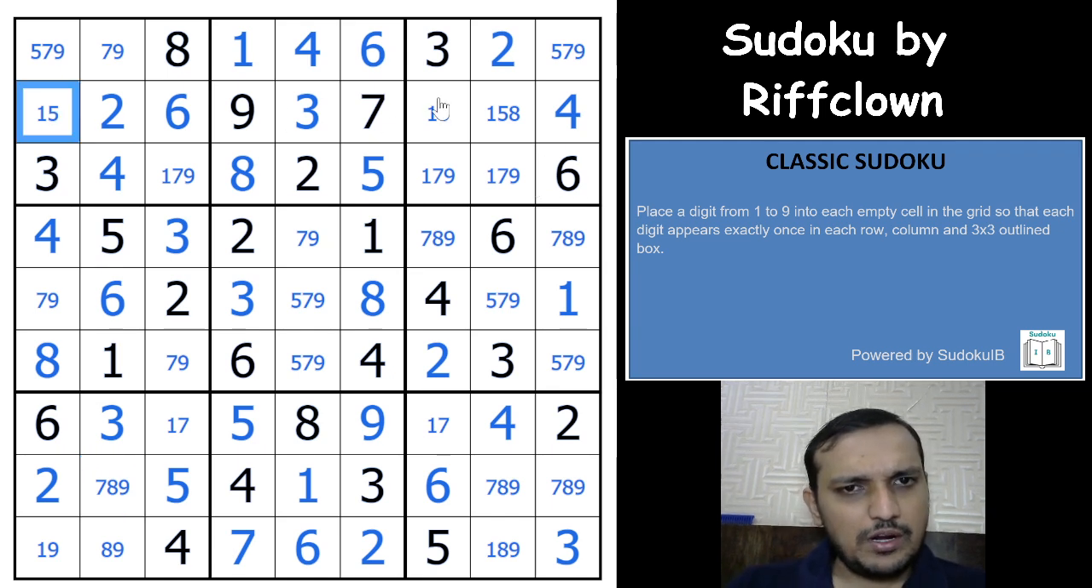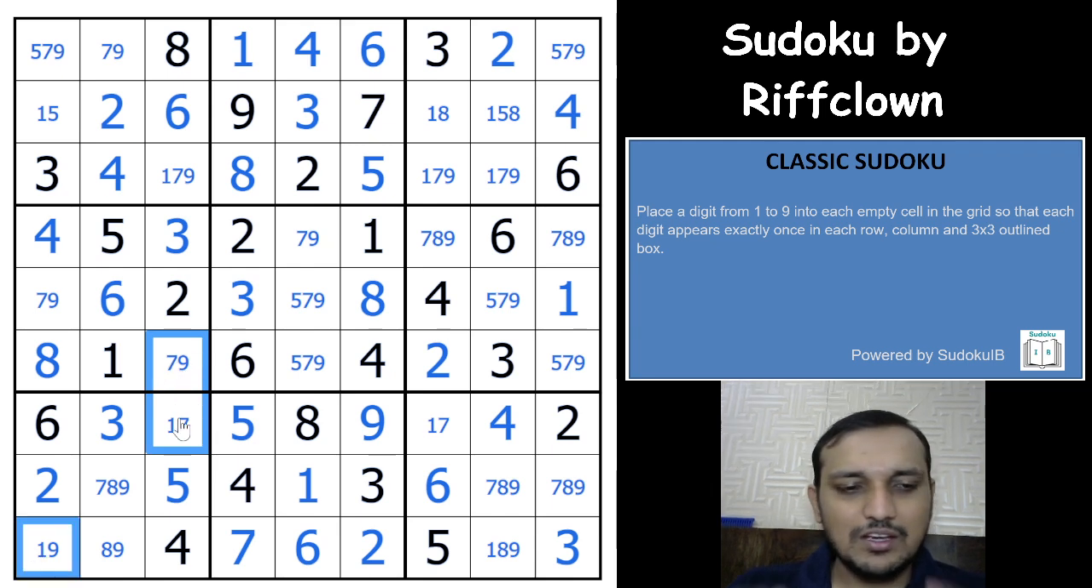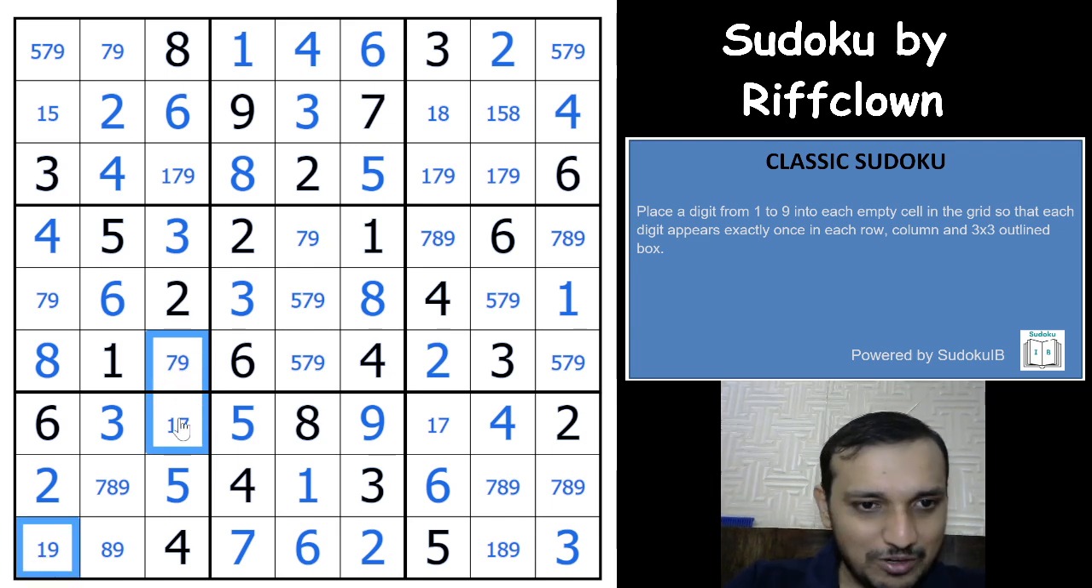One 5, 1 8. You need 5 8 for that. Or 7 9, 8 9, 7 8. I don't get 7 8 anywhere for now. 7 9, 1 7. Oh, I get a W wing. Y wing. Amazing. There is one more way to solve this Sudoku.